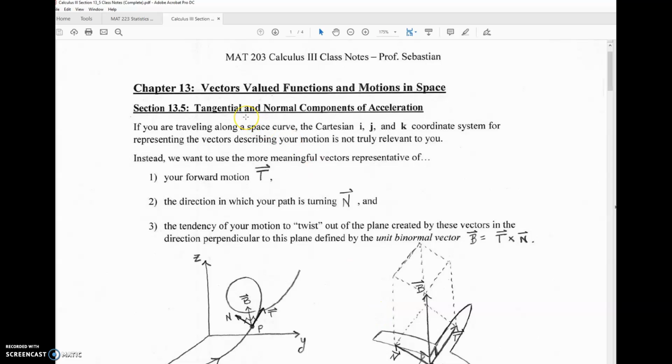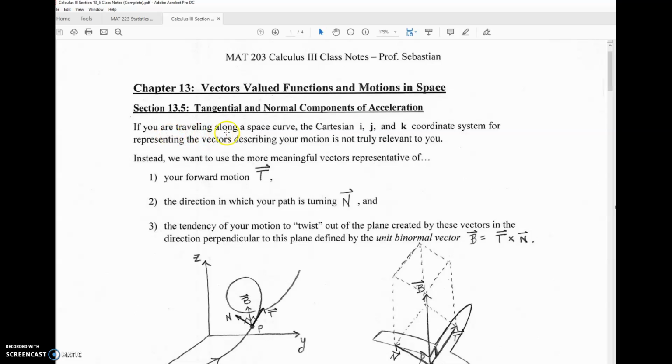Welcome back, everyone. This is our Calculus 3 class notes. We are on page 36 and we're moving into section 13.5. So in section 13.5, in the chapter on vector valued functions and motions in space, we're going to be talking about the tangential and normal components of acceleration.